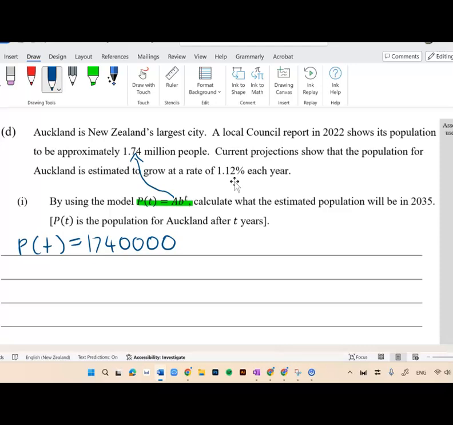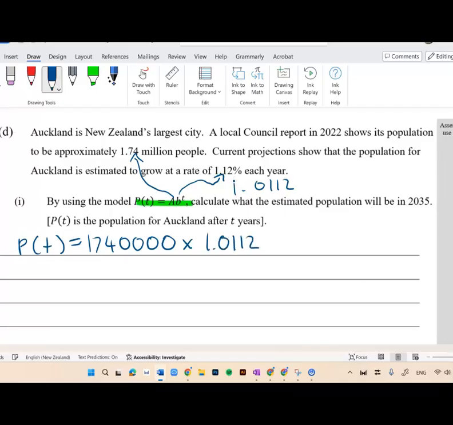So we're going to write it out as 1,740,000. The B represents this rate here, which we're going to write out as 1.0112, because that's just what you have to do if you've got a percentage, times 1.0112. And then we have this little t here. Now, that was in 2022, and we want 2035. So it's going to be the difference between those two, which is 13 years. So that number will be 13.